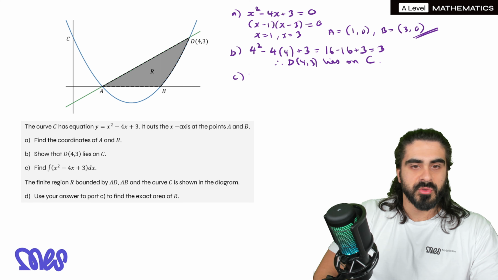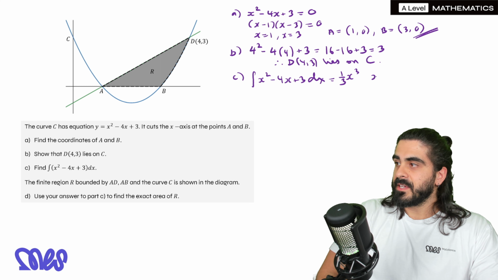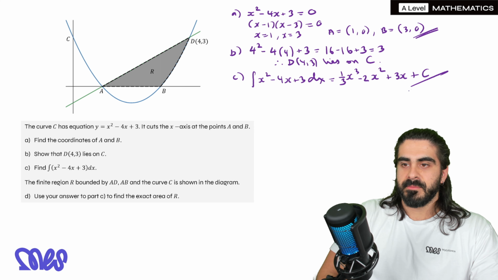Part C, find the integral of x squared minus 4x plus 3 dx. Add 1 to the power, so it will be x cubed, divided by 3, which is 1 over 3. Then we would get x squared. Minus 4 divided by 2 is minus 2. 3 integrates to 3x, and then don't forget your plus c.